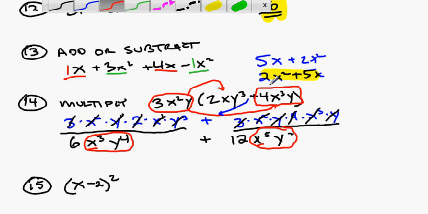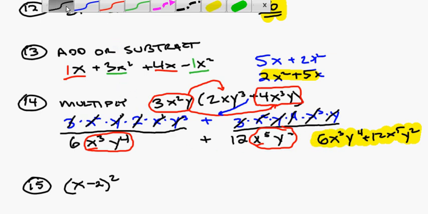So the final answer here is 6x cubed y to the 4th plus 12x to the 5th y squared. That is the final answer right there.